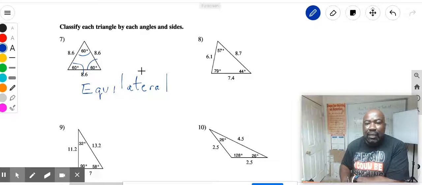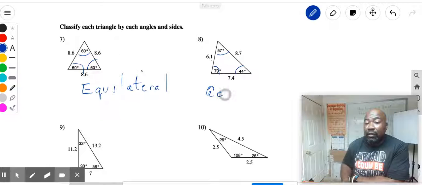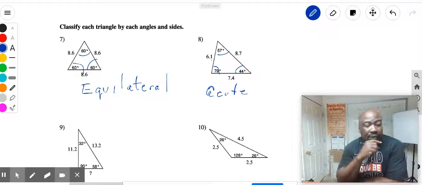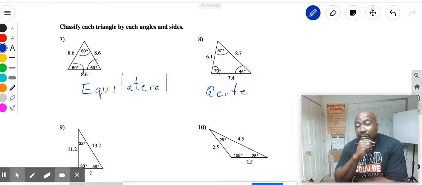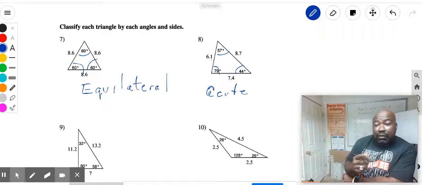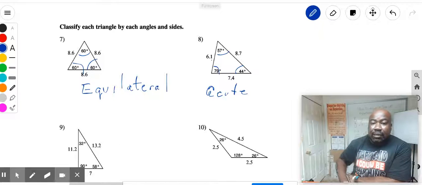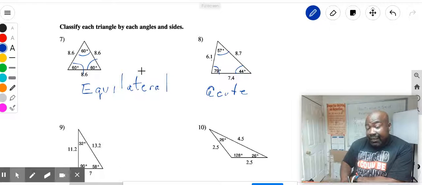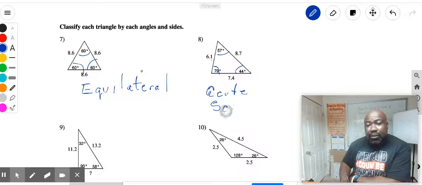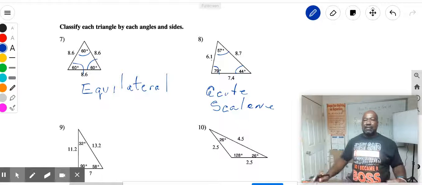Now, if you take a look at this angle right here, you notice that all the angles are different and all the sides are different, but yet this is less than 90. So we have to say acute, right? And then what do you think this is? An acute what? There's a special angle that we did up there, and this is an acute what? Scalene? Yeah, so this is an acute scalene. And I really enjoy teaching you guys.